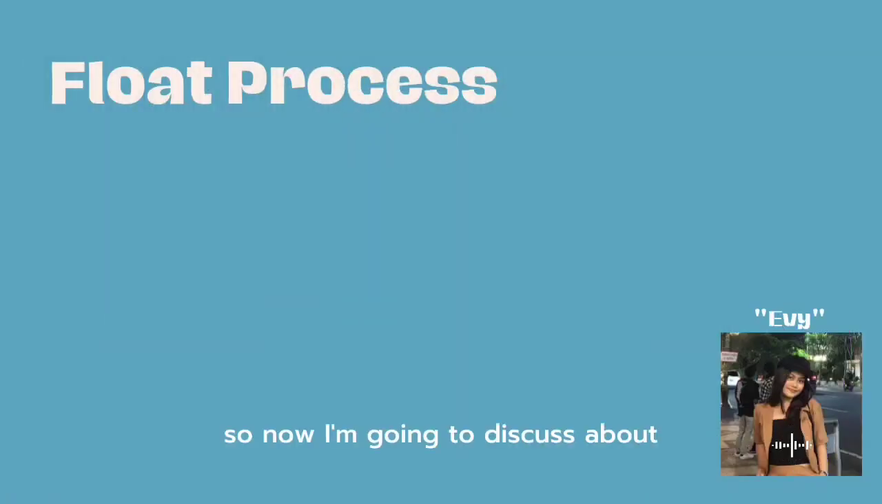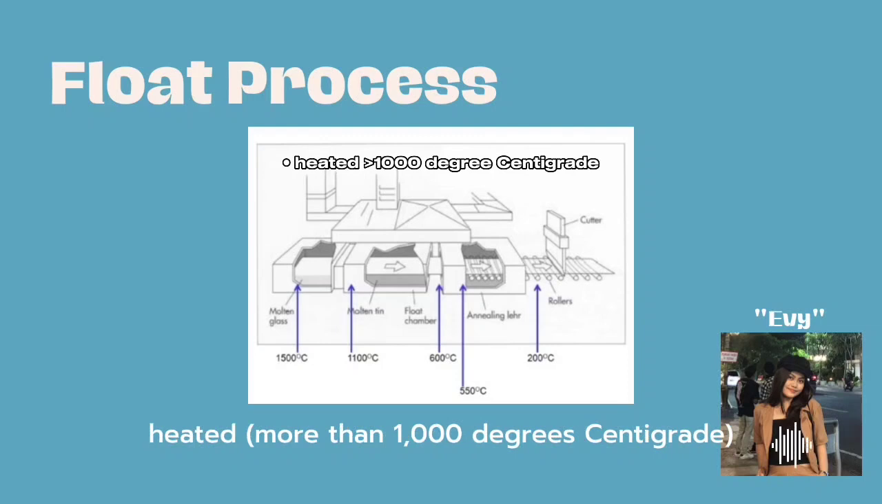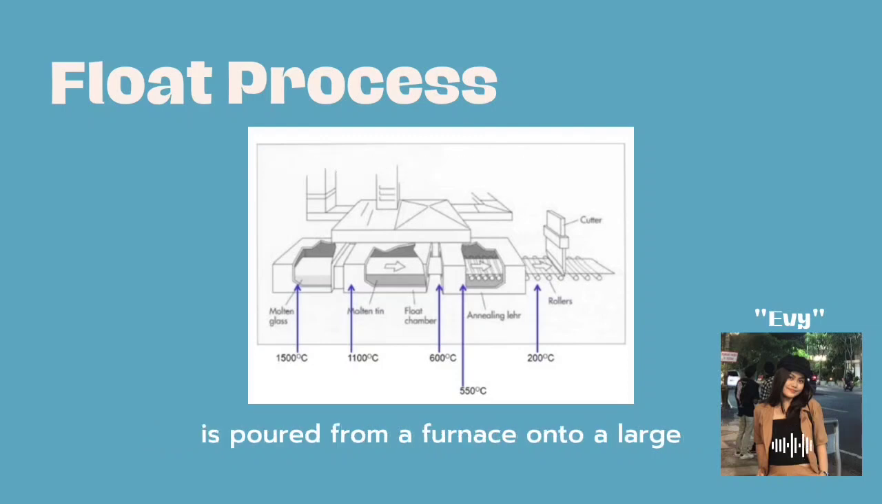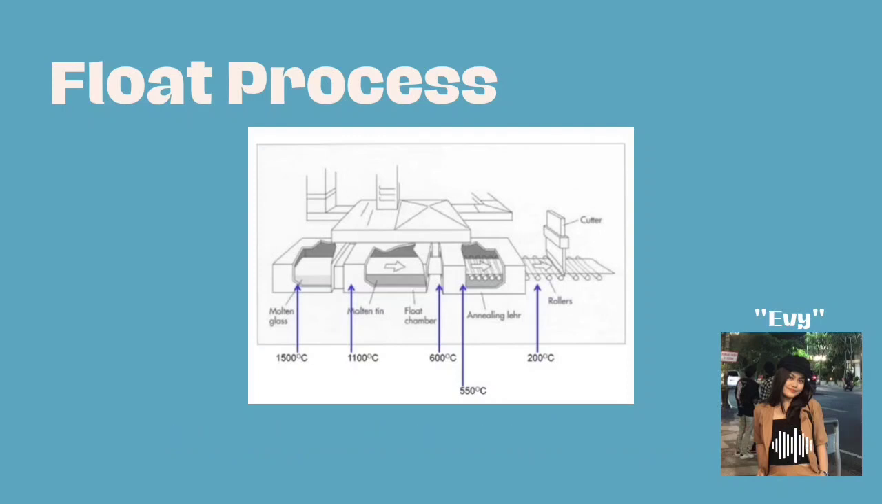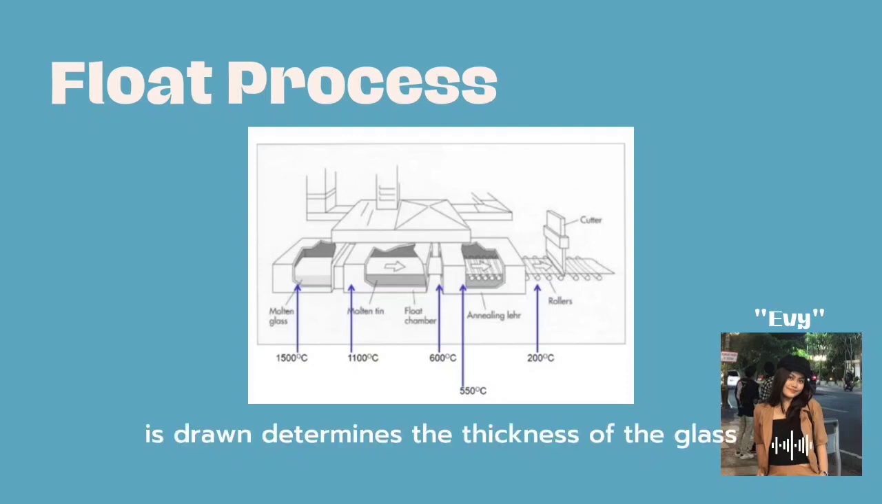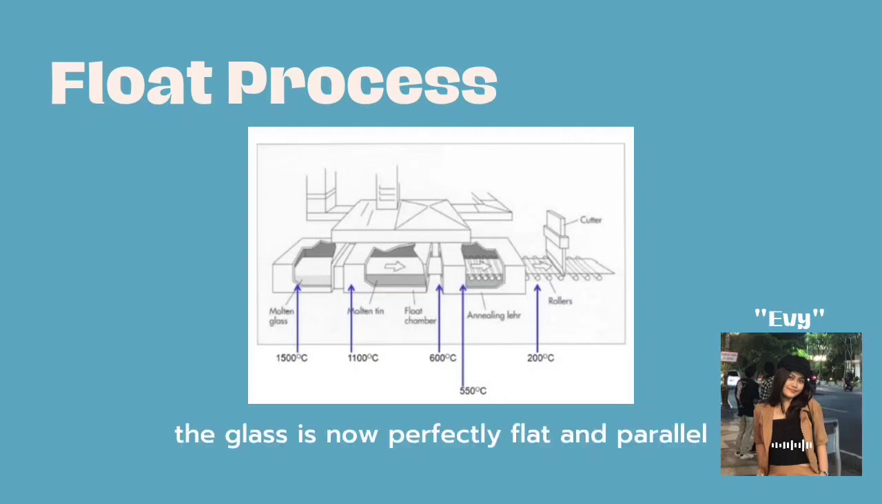So now I'm going to discuss the float glass process. In this process, a continuous strip of molten glass heated to more than 1000 degrees centigrade is poured from a furnace onto a large shallow bath of molten metal, usually tin. So the glass floats and cools on the tin and spreads out to form a flat surface. The speed at which the glass ribbon is drawn determines the thickness of the glass. The glass is now perfectly flat and parallel and ready to be used.